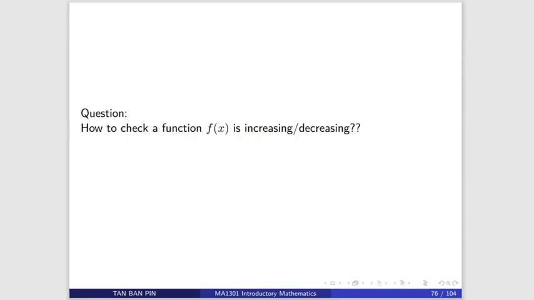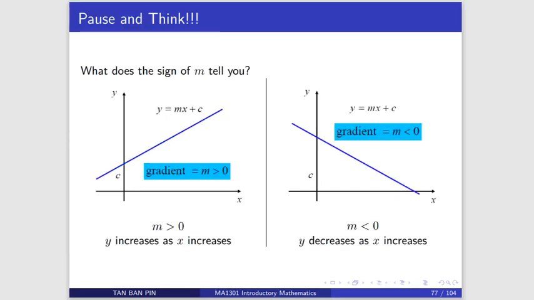So now the question is how to check whether a function is increasing or decreasing. What does the sign of m tell you? You know that when you look at gradient, when m is positive, the line slopes upward this way. If m is negative, the line slopes downward this way, for negative gradient.